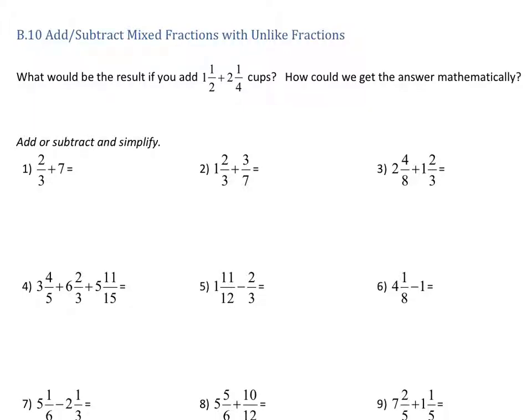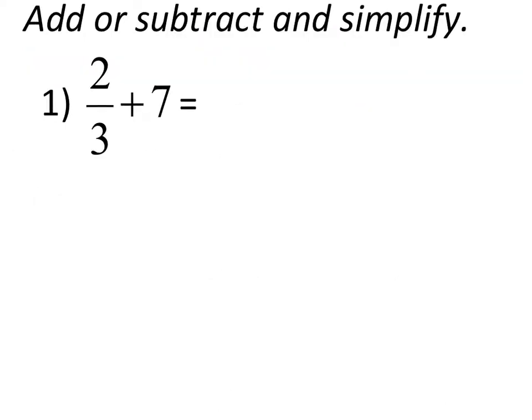The process is exactly the same though. So if we can change these into improper fractions, we'll find a common denominator, and then we'll either add or subtract. Number 4 there has 3 numbers though, so they just may make the problems longer. Add or subtract and simplify.